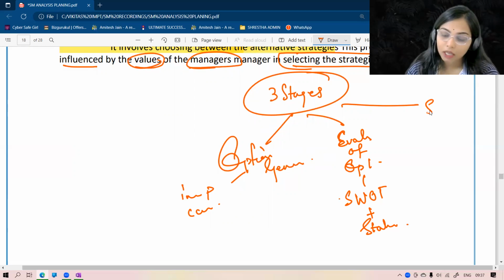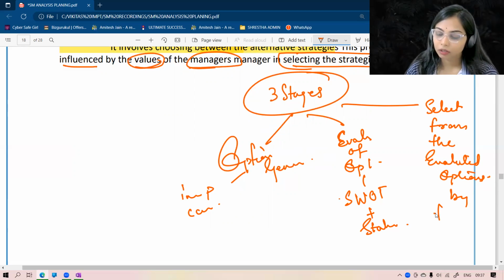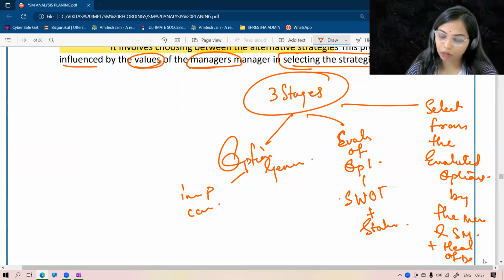Next comes selecting from the best evaluated options by the managers, the strategic managers, and the heads of the departments. Okay, this is how you have to write.